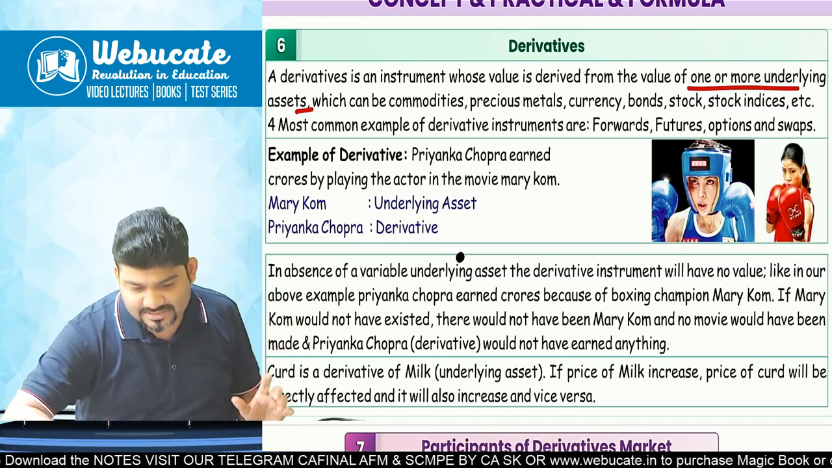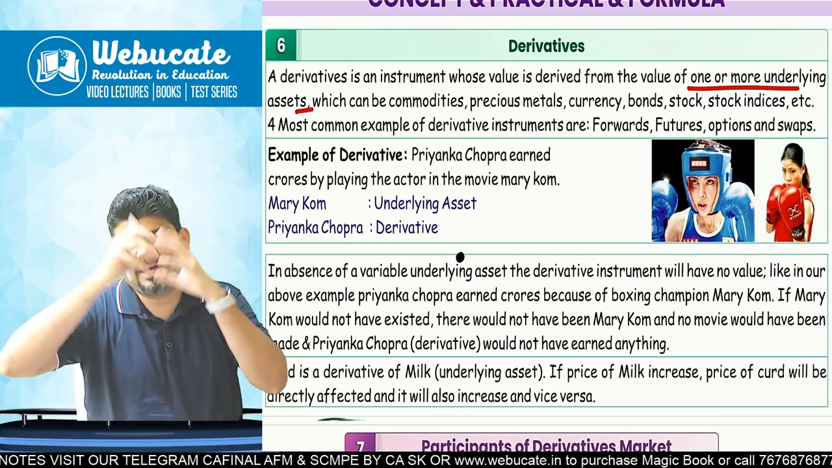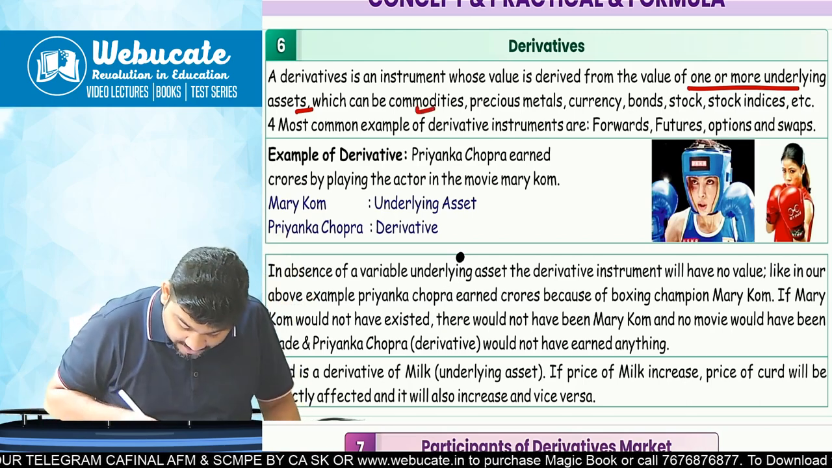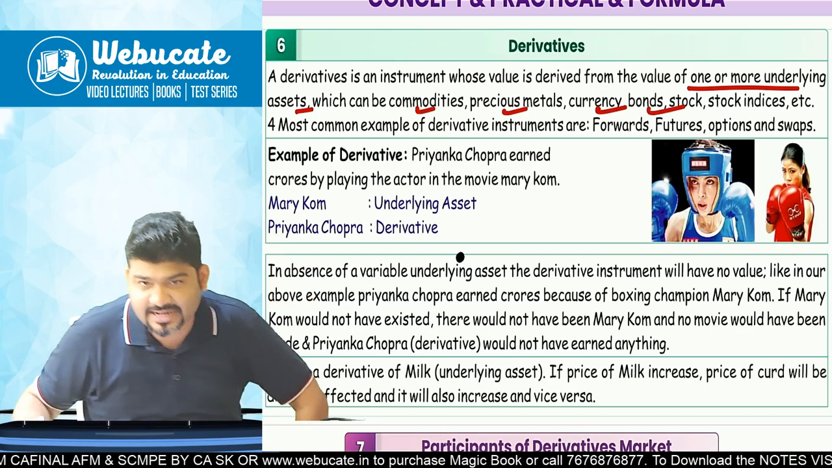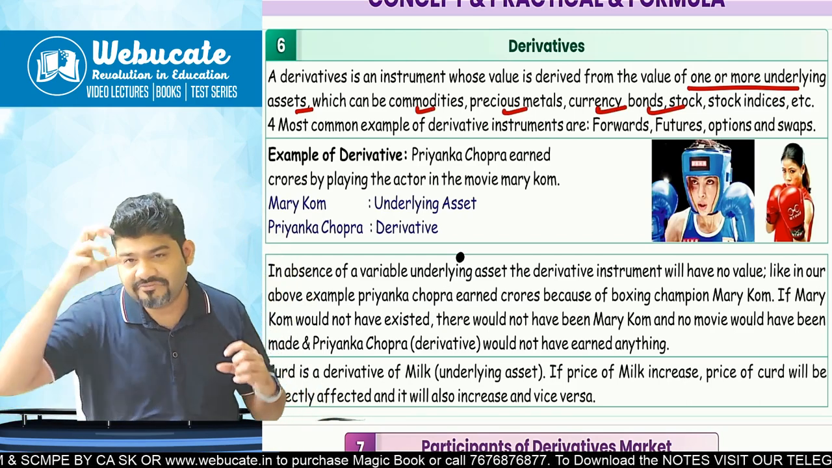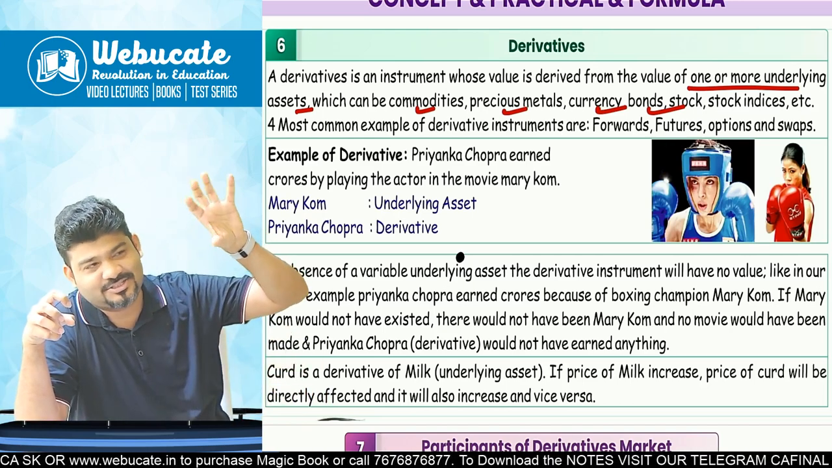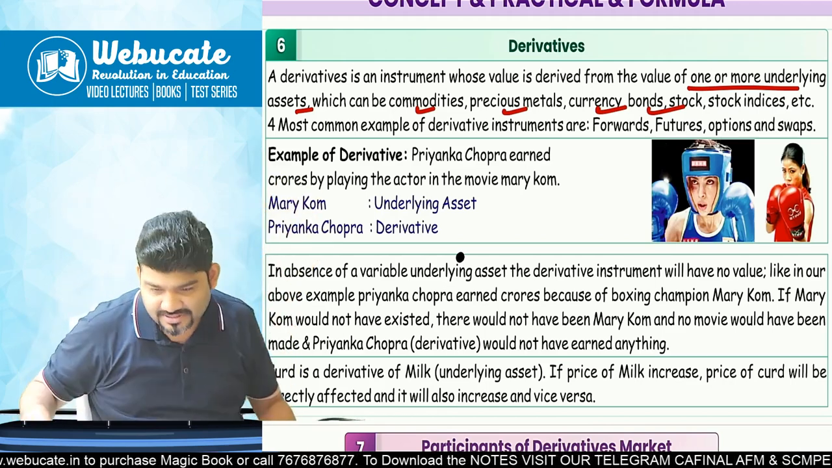So there is an underlying asset. So please keep on confirming. There is an underlying asset and then there is a derivative, which can be commodities, precious metals, currencies, bonds, stocks, stock indices, etc. So what is a stock index? It is like Nifty. So Nifty is the underlying asset and its stock index derivative is a Nifty derivative, right?